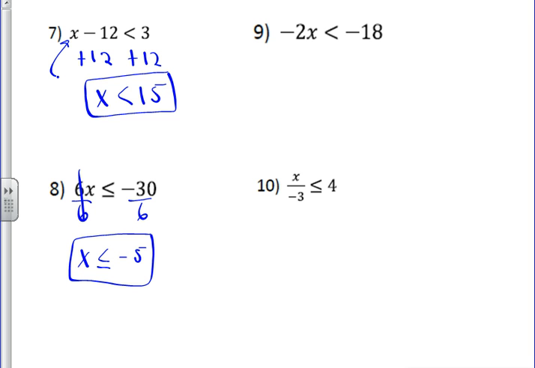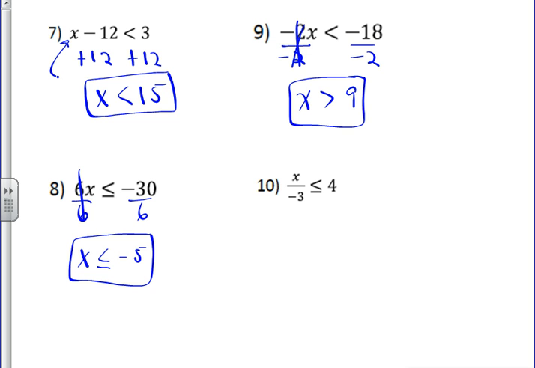Number 9, the one trick to inequalities is when you divide both sides or multiply both sides by a negative, which we have to do in 9 to get x by itself. When you divide by a negative, what that does is it changes the truth value. It makes the truth value the opposite. So you take the opposite of less than and get greater than. And then negative 18 divided by negative 2 is just 9. So x greater than 9 is the answer to that question.